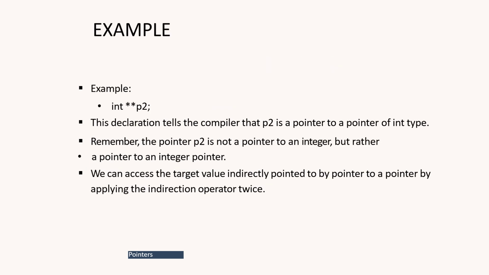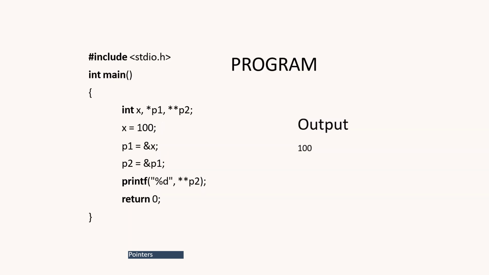And here is an example: int double star ptr means that it has two levels of addresses and the data is at address 1.